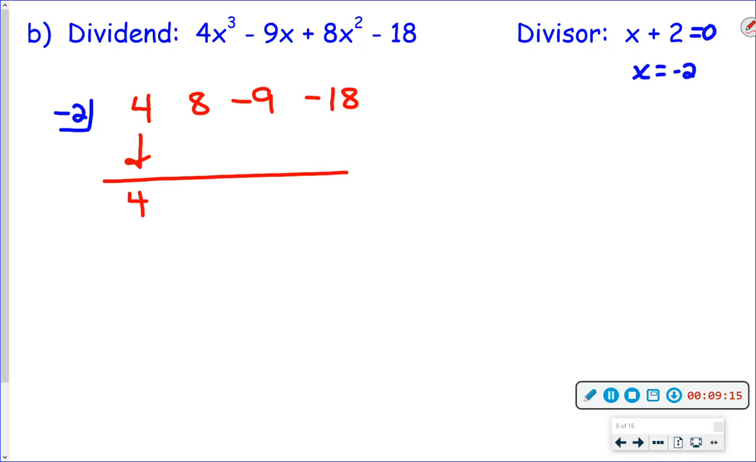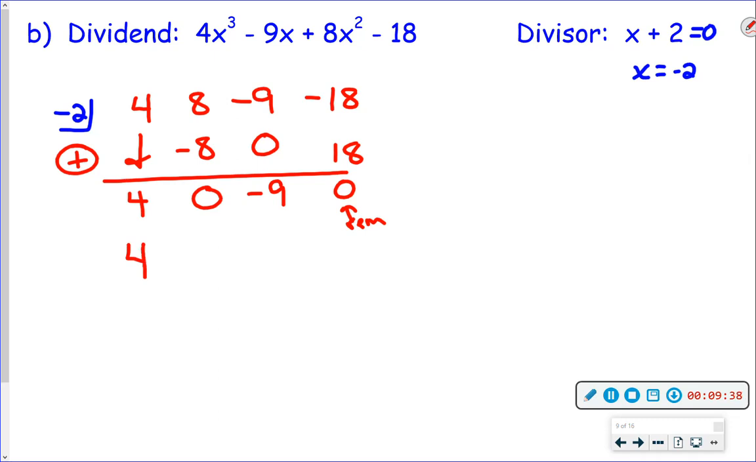First term drops through. Negative 2 times 4, we're going to multiply 4 times our divisor. Negative 2 times 4, negative 8. We remember, add these together. 0. Negative 2 times 0. Add negative 9 and 0. Negative 2 times negative 9, add. And of course, the last number, don't forget, it's the remainder. I can write my final answer.